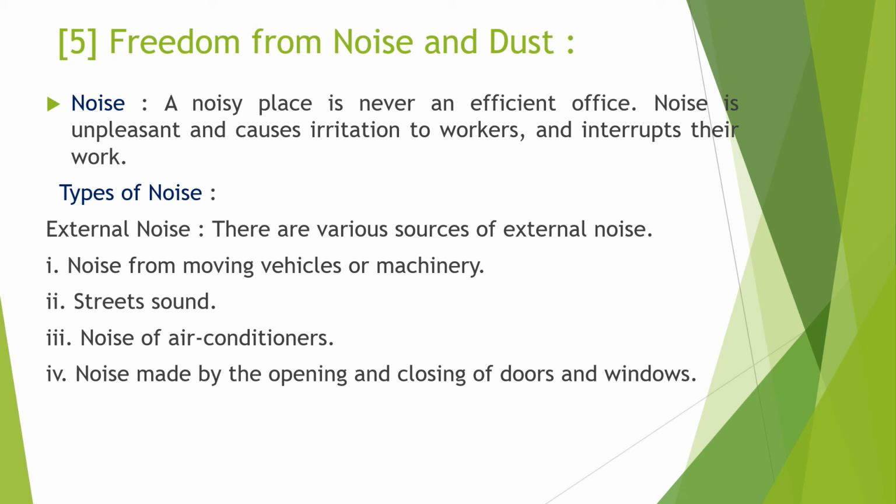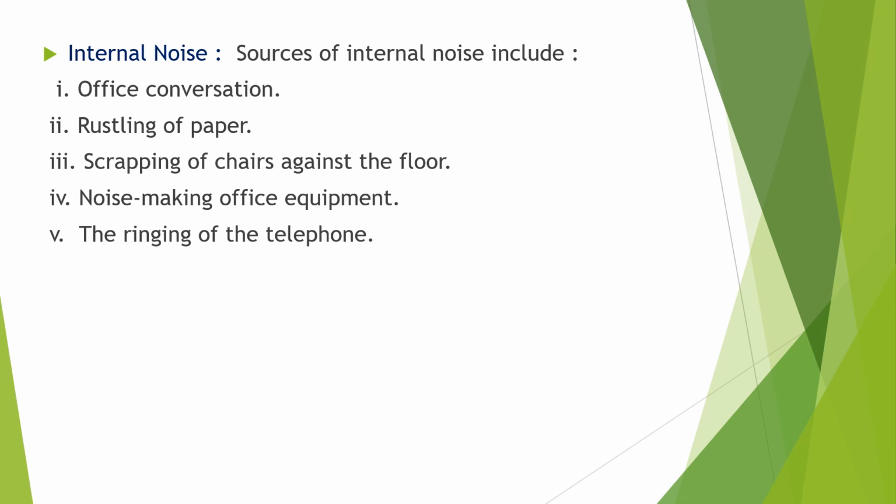Types of noise. External noise. There are various sources of external noise. First is noise from moving vehicles or machinery. Second is street sound. Third is noise of air conditioners. And fourth is noise made by the opening and closing of doors and windows.